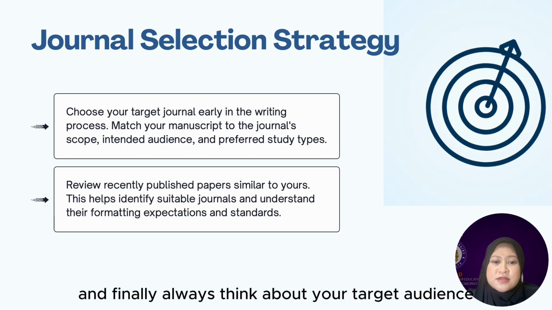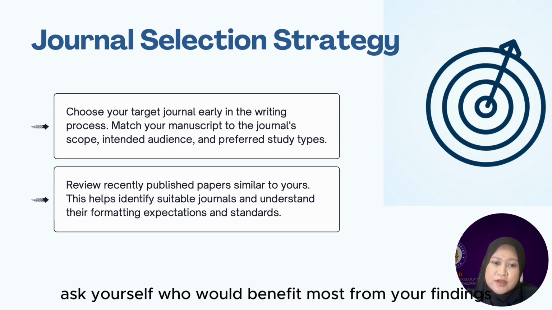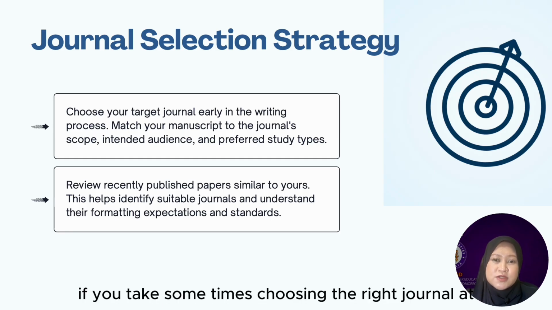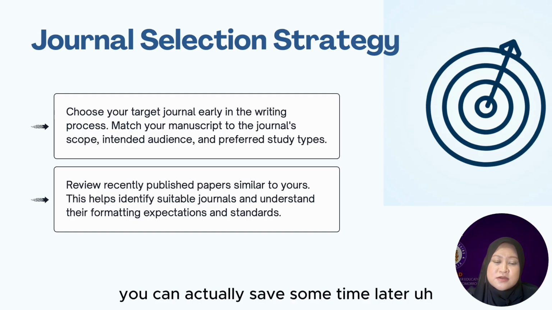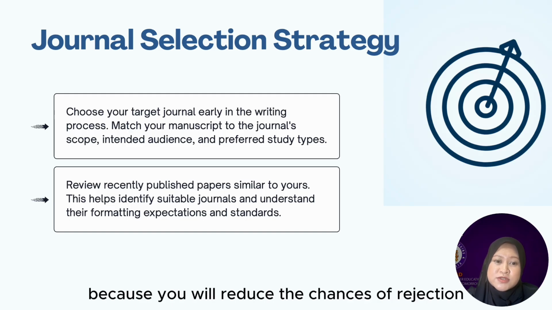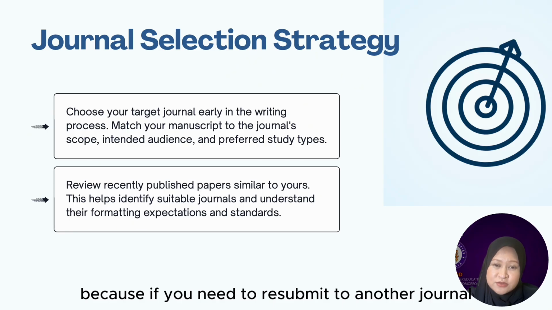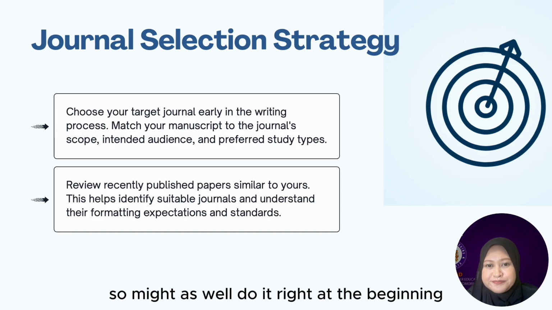And finally, always think about your target audience. Ask yourself who would benefit most from your findings and choose a journal that reaches that audience. If you take some time choosing the right journal from the beginning, you can actually save time later, because you will reduce the chances of rejection and resubmission. Because if you need to resubmit to another journal, then you need to do the same thing all over again. So might as well do it right at the beginning.